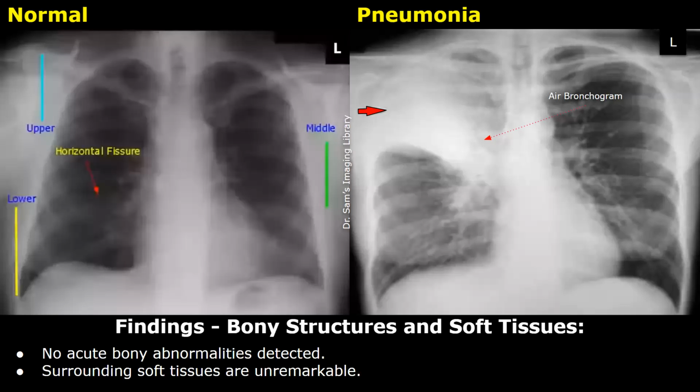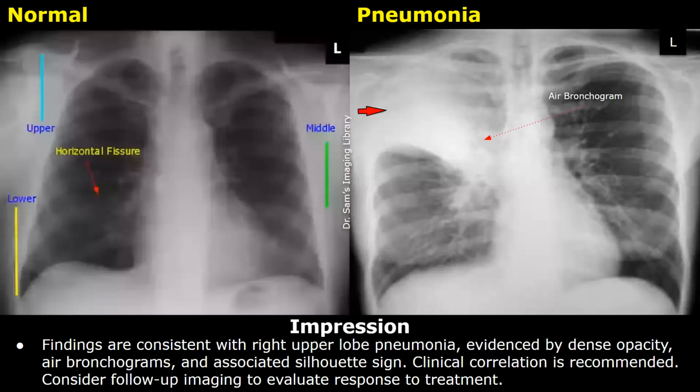And here is the impression. Findings are consistent with right upper lobe pneumonia, evidenced by dense opacity, air bronchograms, and associated silhouette sign. Clinical correlation is recommended. Consider follow-up imaging to evaluate response to treatment.